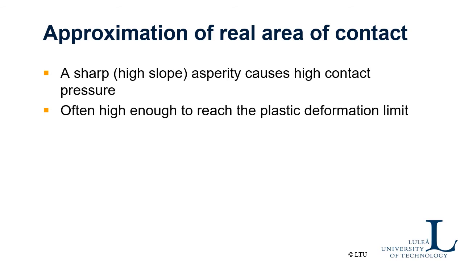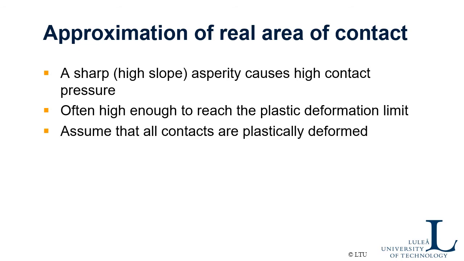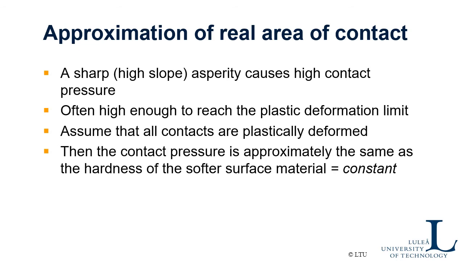So it's more or less all the contact spots. You have reached the plastic deformation limit, and you can assume that you have it in all the spots. Then you know that the contact pressure everywhere is H. It's the same everywhere. It's the hardness, and remember now that it's the hardness of the softer material. If you have two materials with different hardness, it's the softer one that is plastically deformed first, of course.